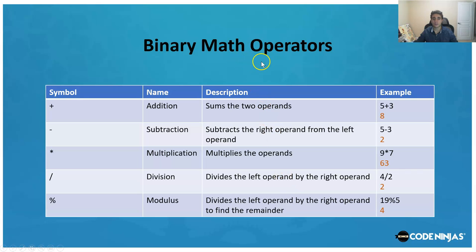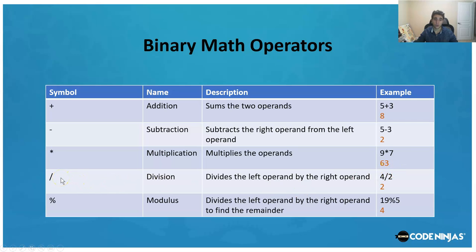The binary math operators are the following: plus, addition, sums the two operands. 5 plus 3 is 8. Minus, subtraction, subtracts the right operand from the left operand. 5 minus 3 is 2. Multiplication, with the star symbol, multiplies the two operands. 9 times 7 is 63.